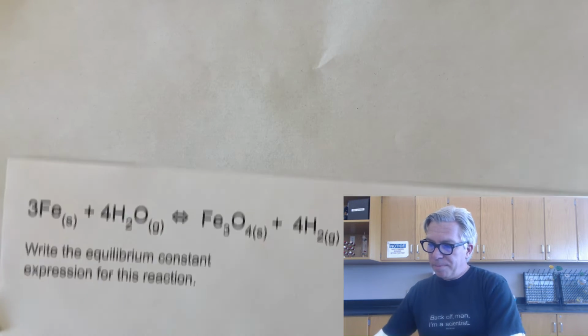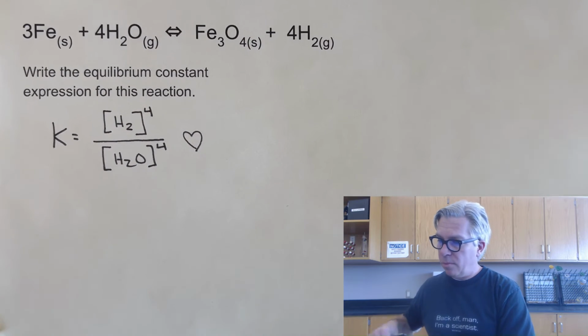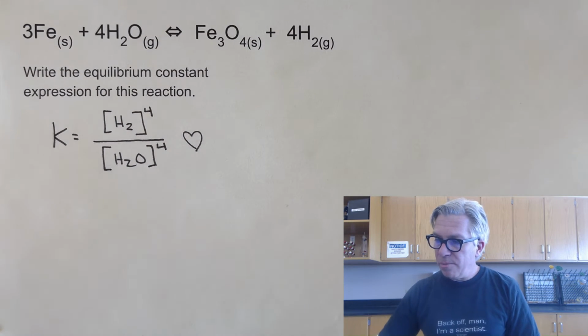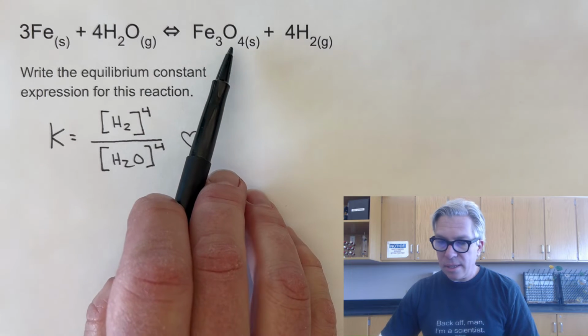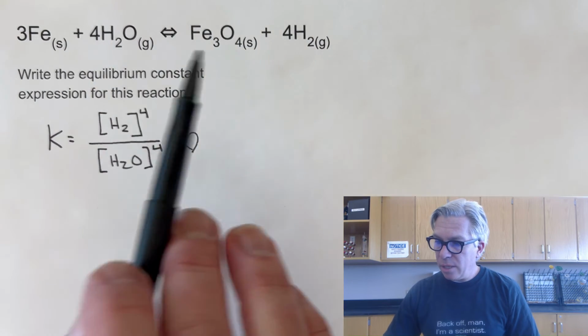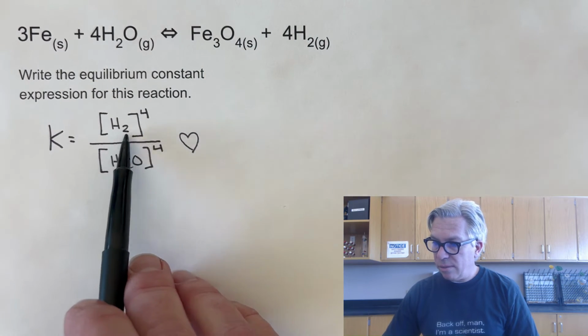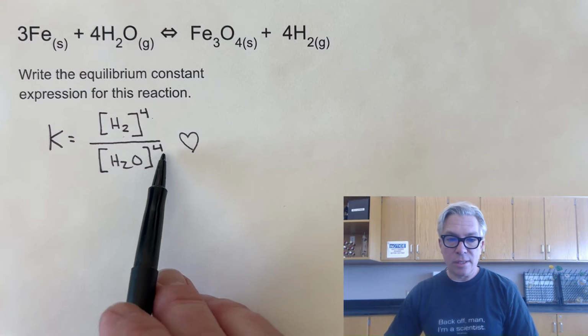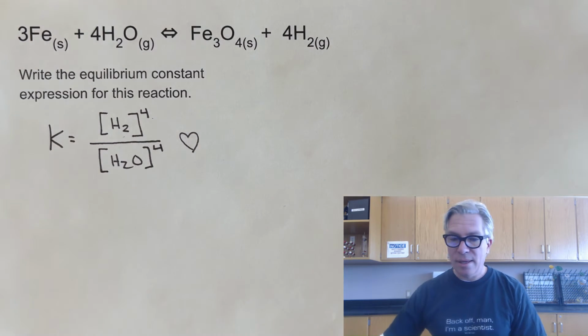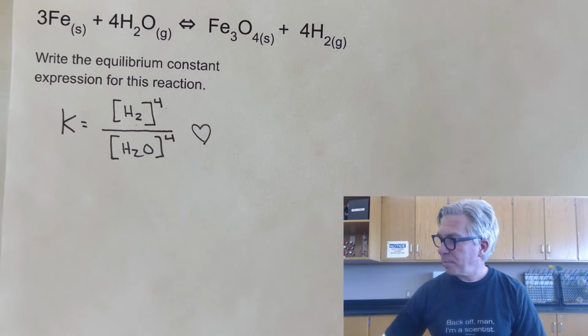So here we are with the answer that I got. I omitted this iron oxide compound and the iron, but I included the gaseous hydrogen to the fourth and the water to the fourth. That's a cool looking equilibrium constant expression. I like that a lot, so I put a heart next to it.